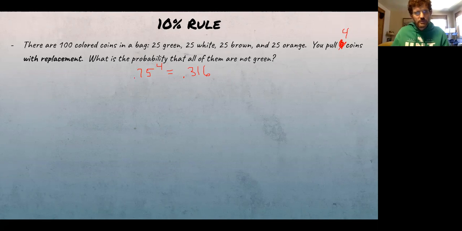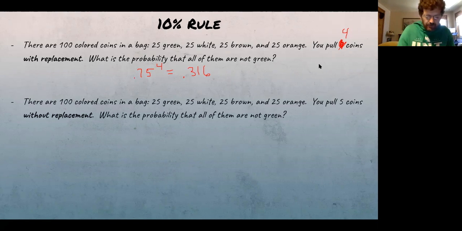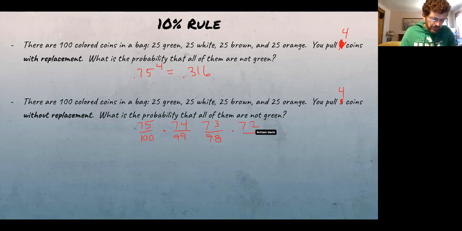There is replacement. So let's run the same thing again, and not 5, but 4 coins. And now we're going to say that there is no replacement. When we pull a coin out, it stays out. Probability that all of them are not green. Now we have to do a little bit more complex calculations. 75 out of 100 times, now there's only 74 non-green coins out of 99, then 73 out of 98, and then 72 out of 97.